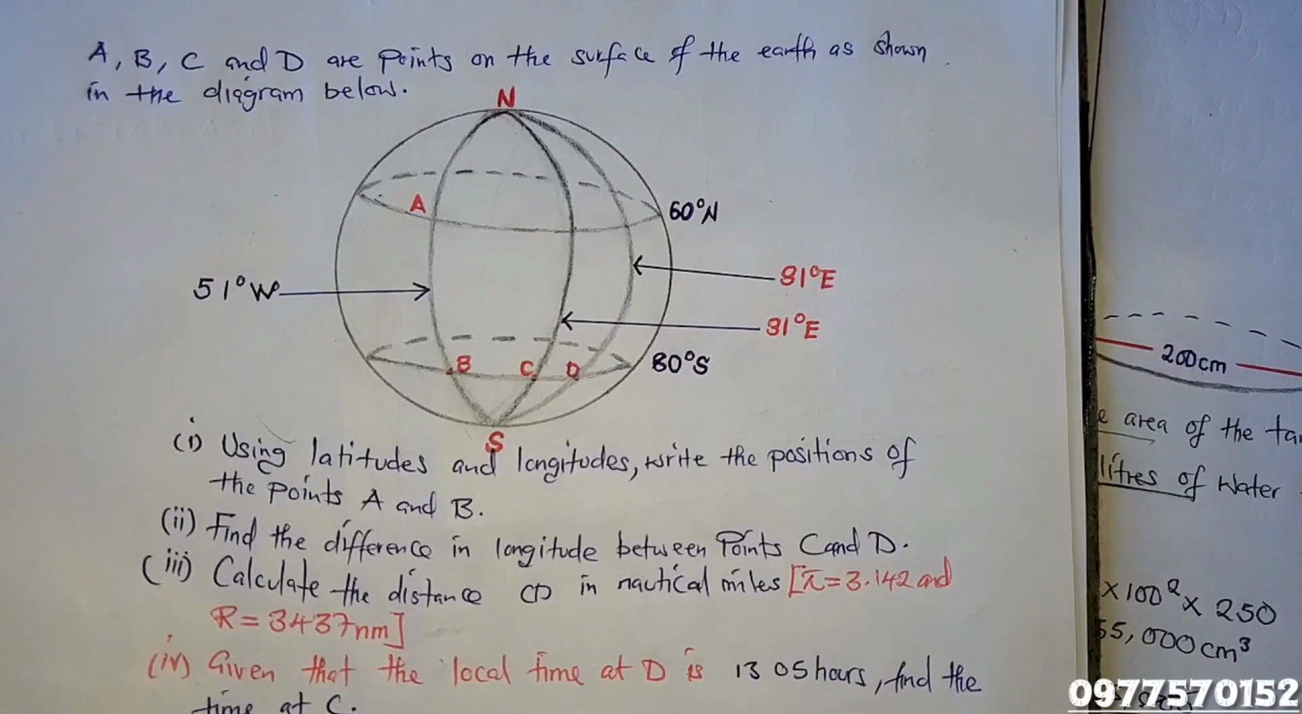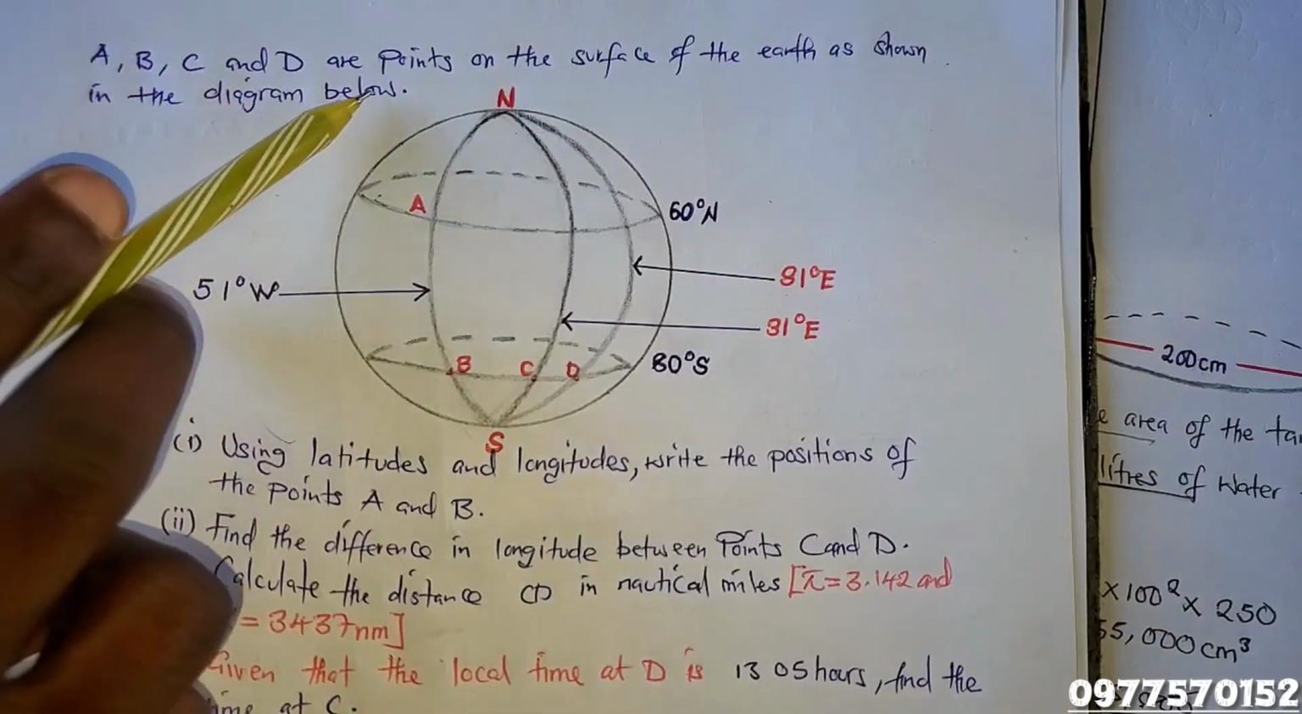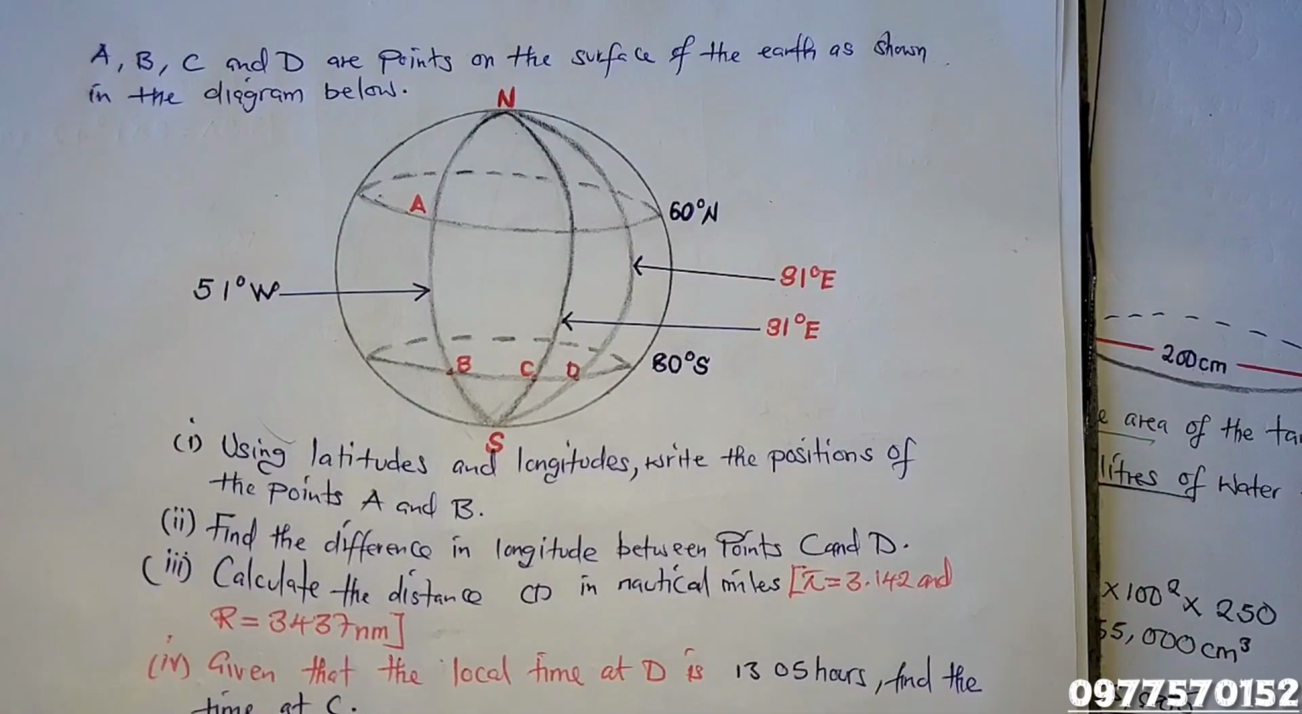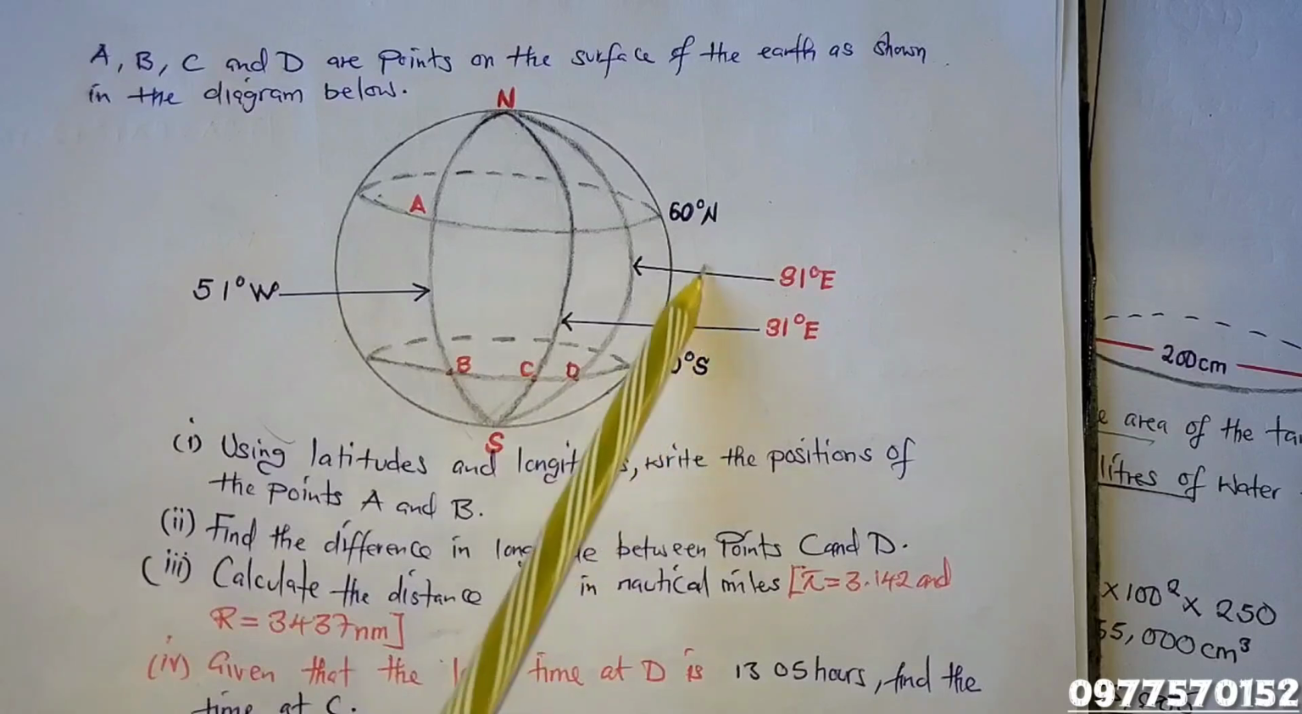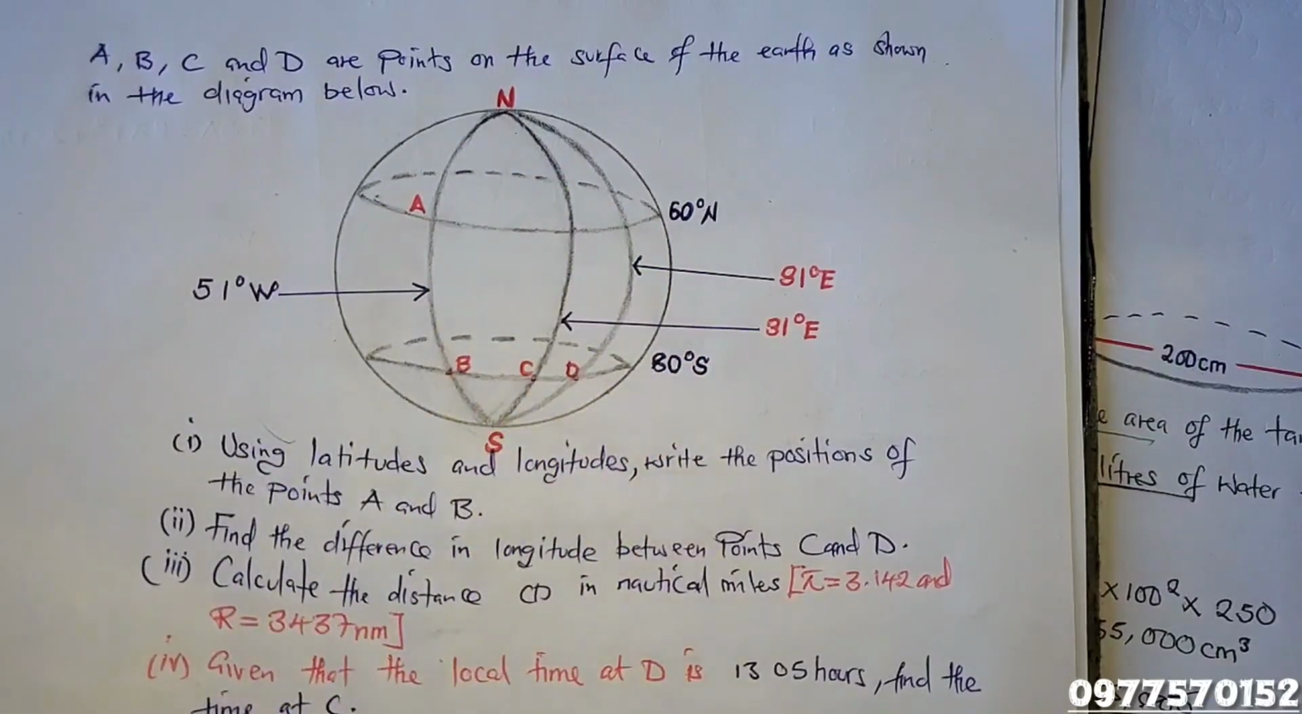We have this examination question here. This is under Earth geometry. The question says A, B, C, and D are points on the surface of the Earth as shown in the diagram below. So this is the diagram. You have A, B, C, and D here.